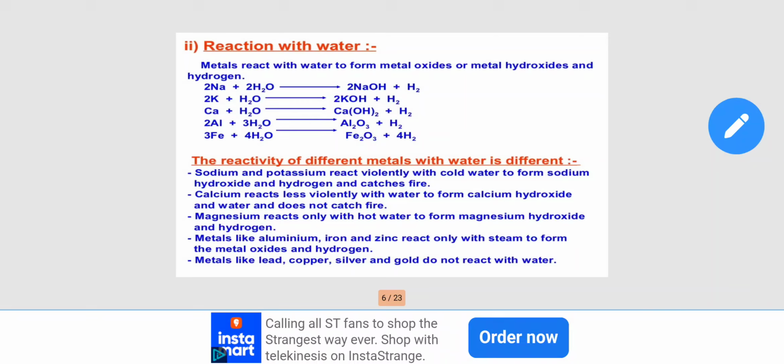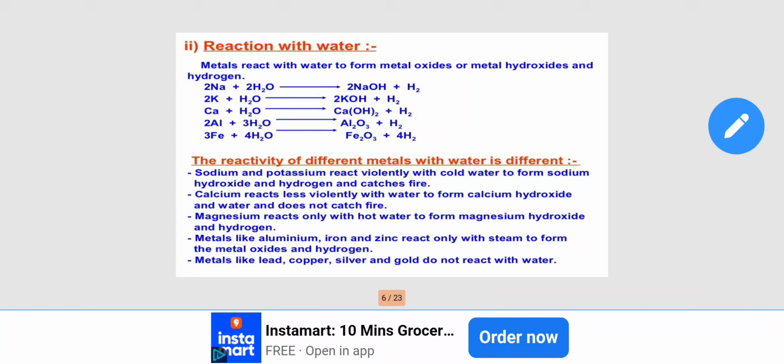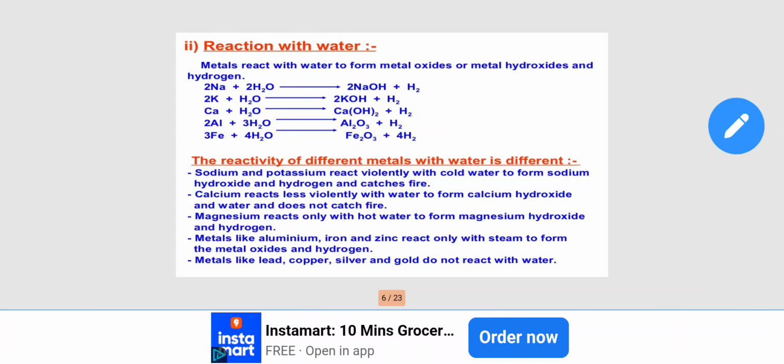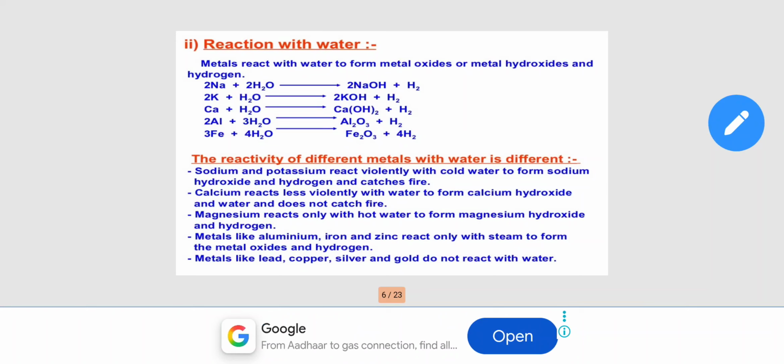Reaction with water: metals react with water and give a metal oxide or metal hydroxide plus H2 gas. Okay, sodium and potassium react vigorously with cold water to form sodium hydroxide and hydrogen, and catch fire. Calcium reacts less violently with water to form calcium hydroxide and hydrogen, and does not catch fire. Magnesium reacts only with hot water to form magnesium hydroxide and hydrogen. Okay, this is all very important, and will be very important in your exam.